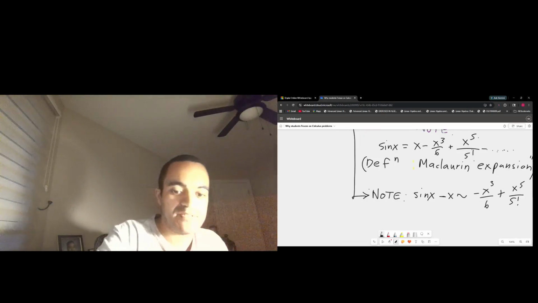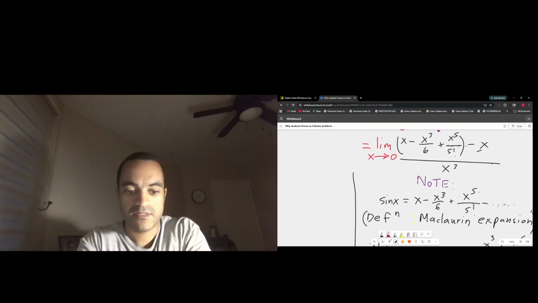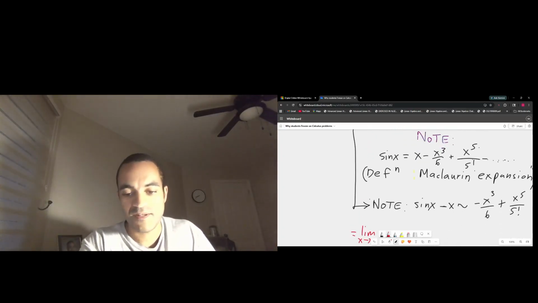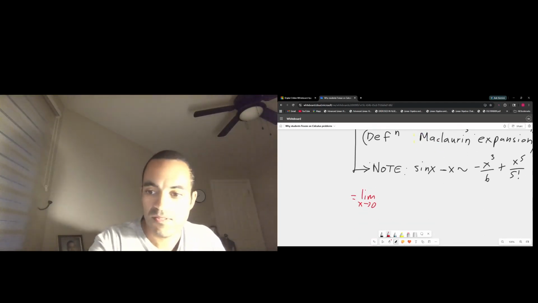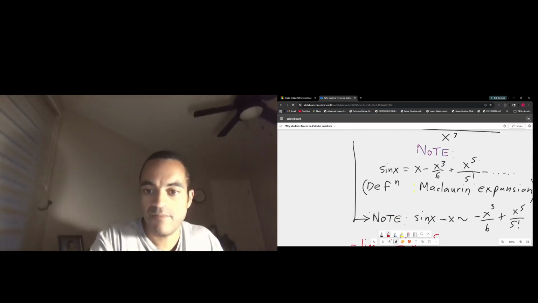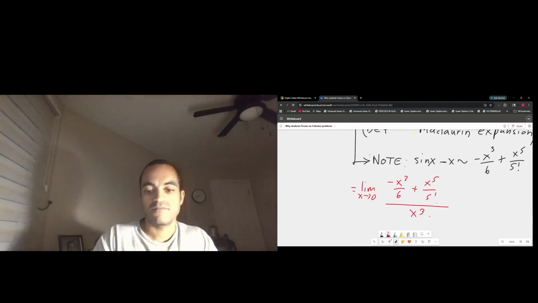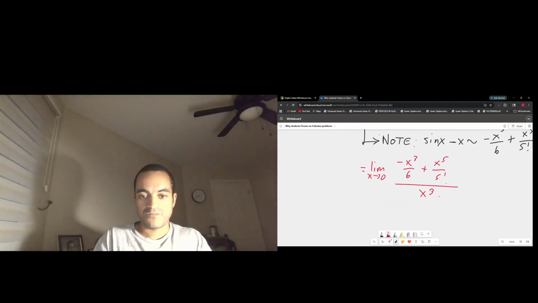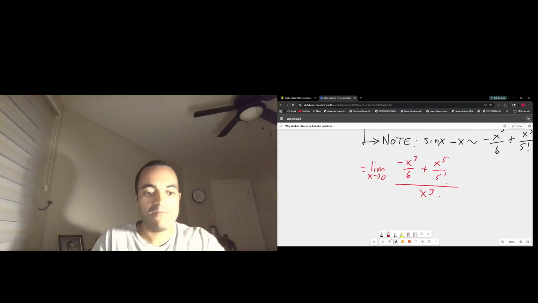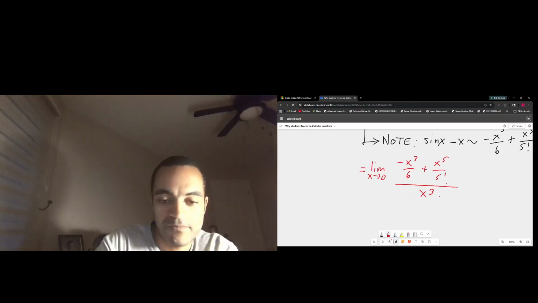So our limit would just become this. Our limit is just the limit as x goes to 0 of sine x minus x, which reduces to minus x cubed over 6 plus x to the 5 over 5 factorial, divided by x cubed. And then from here, you would use L'Hopital and start doing that.